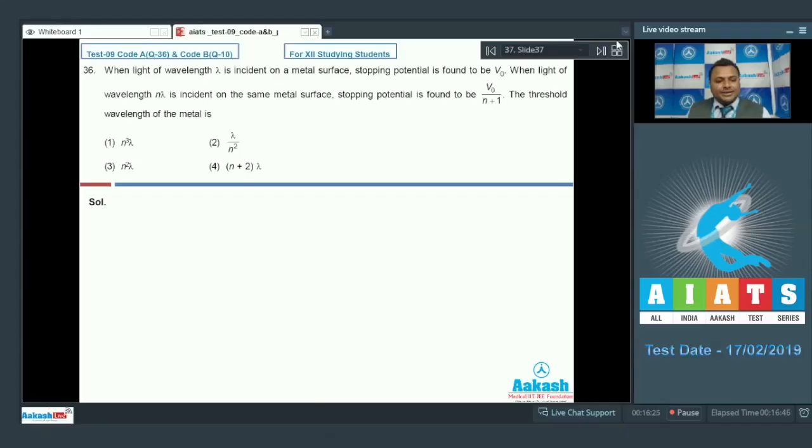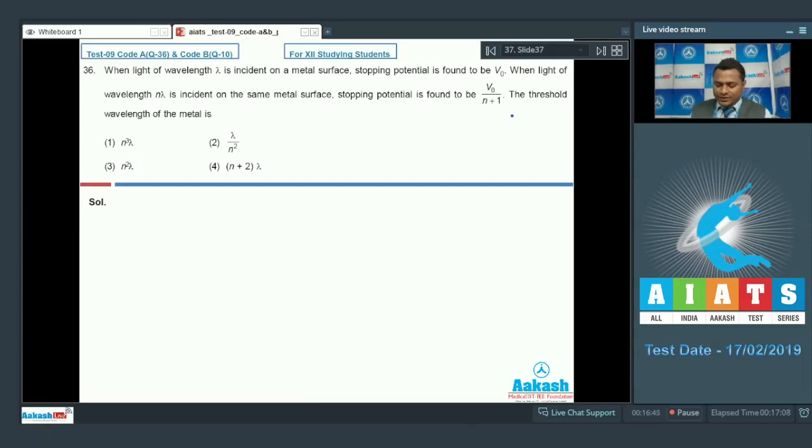Question number 36. When light of wavelength lambda is incident on a metal surface, the stopping potential is found to be V0. When the light of wavelength n lambda is incident on the same metal surface, the stopping potential is found to be V0 upon n plus 1. The threshold wavelength of the metal is.